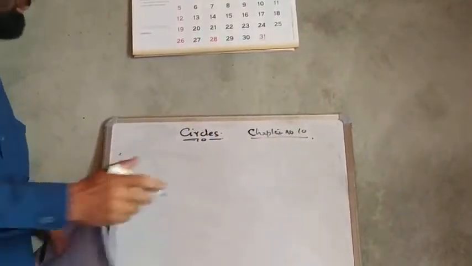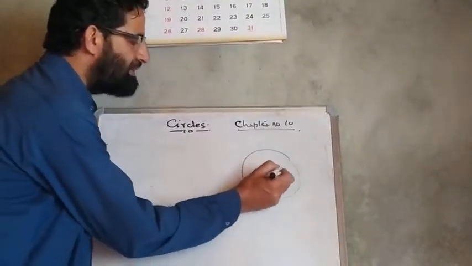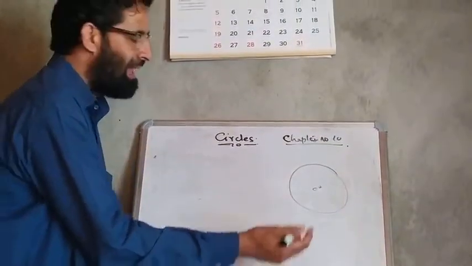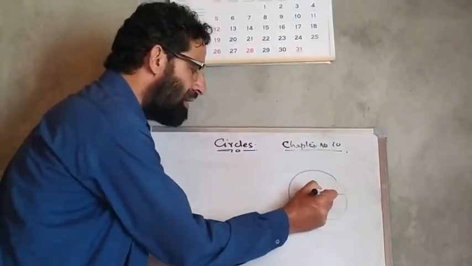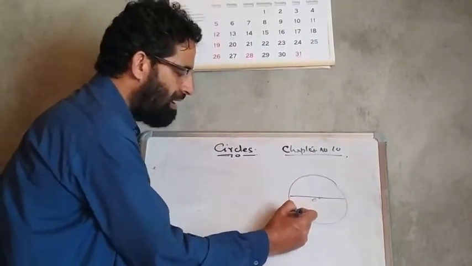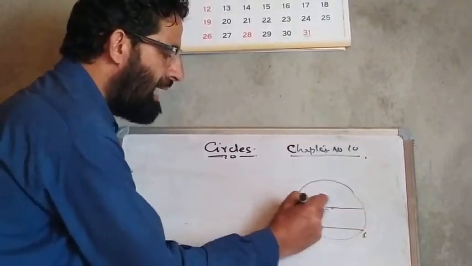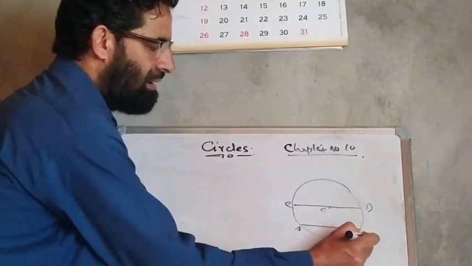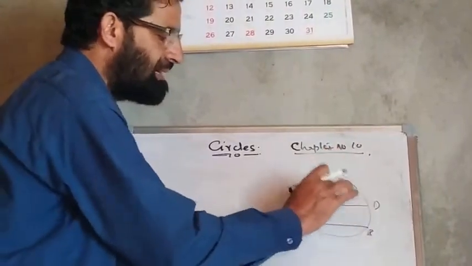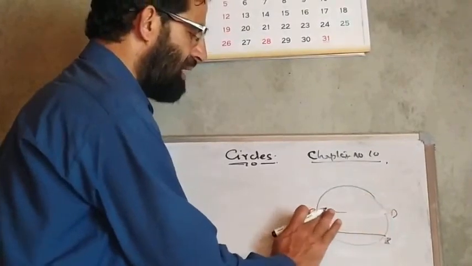A circle is a collection of points which are equidistant from a fixed point. This fixed point is called the center of the circle, and any line which passes through the center of the circle is called the diameter, and it is the longest chord of the circle. Chord is any line segment whose endpoints lie on the circle. So the chord which passes through the center is always the longest chord, called the diameter.